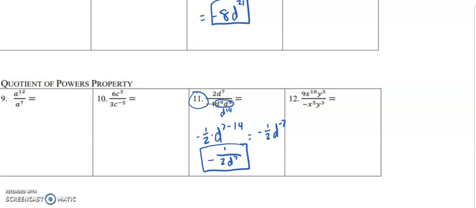All right, you can also think about this a different way. If we know that this is d to the 14th, you can say, okay, where do I have my extra variables? I have them on the bottom, and I have 7 extra ones down there, right? There's 14 on the bottom, 7 on the top, so you should be left with 7 on the bottom.